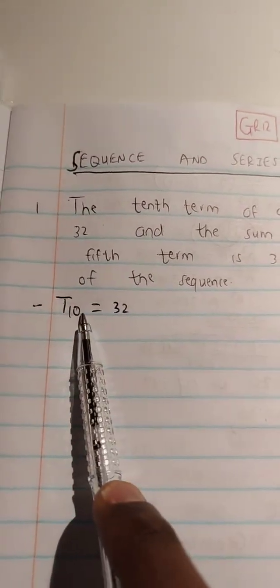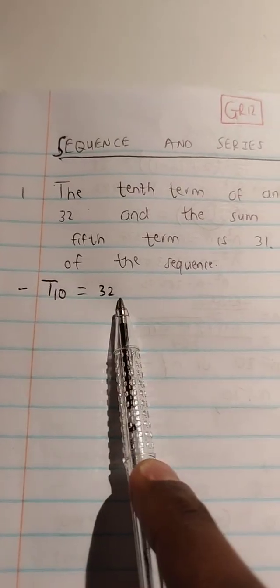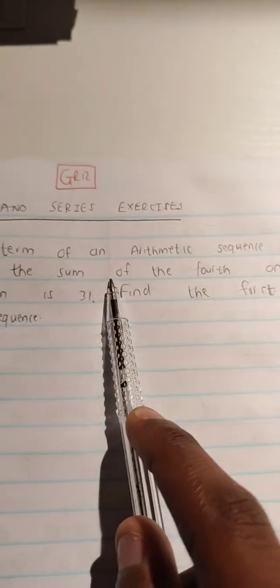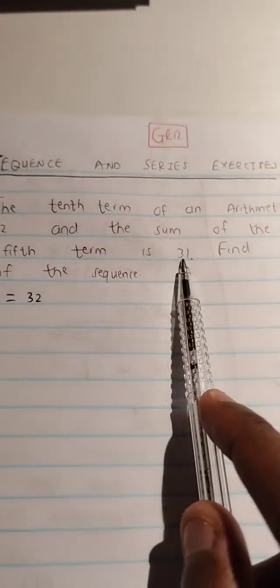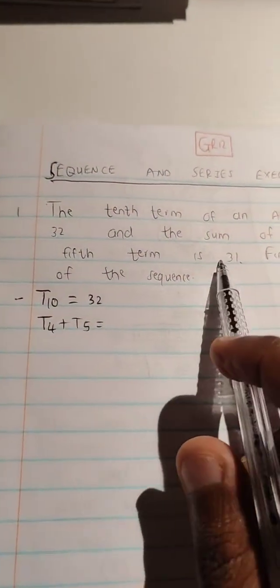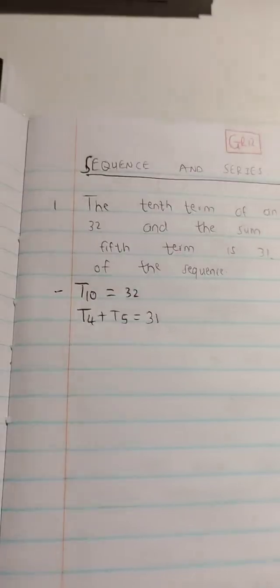The 10th term of an arithmetic sequence is 32. What does 10th term mean? It means T10 is equal to 32. That's what it actually means. T10, term 10, is 32, right? Then it says the sum of the 4th and 5th term is 31. So that's T4 plus T5 is equal to 31.